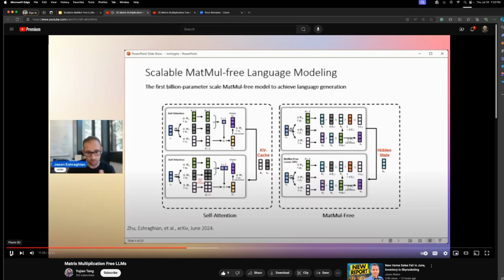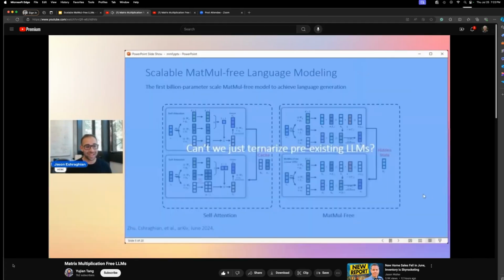We seem to still be getting performance on par with self-attention, so that's nice. So a logical next question could very simply be, all right, we went through all of this effort to ternarize, or to build this matrix multiply free LLM. Why don't we just ternarize a bunch of things that already exist? Can't we just ternarize pre-existing LLMs and get similar performance? No, the short answer is no.